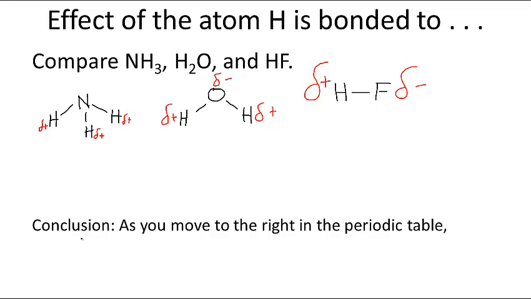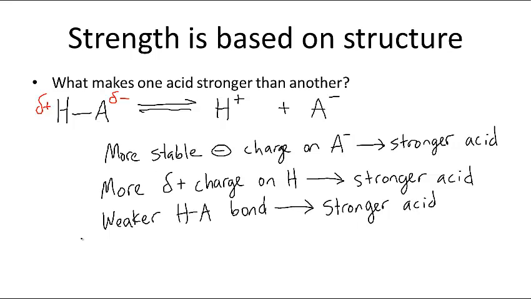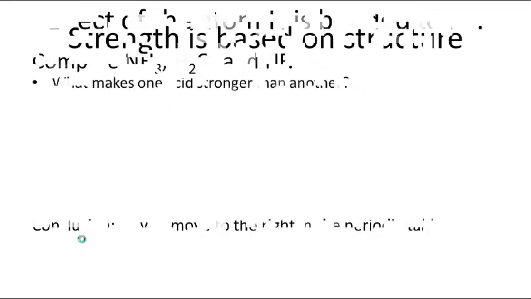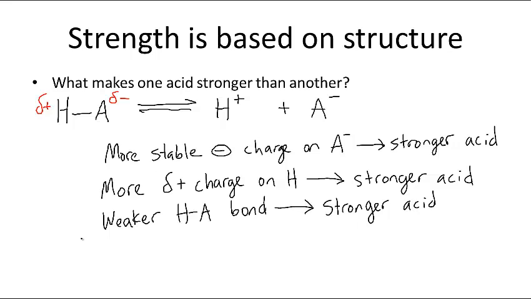So one way to think of this is, definitely HF should be the strongest acid of the three because it's got the biggest partial positive on hydrogen. H2O should be the second strongest, and NH3 should be the weakest of the three, based on the partial charges. We can also consider the stability of the conjugate base, the stability of A minus.